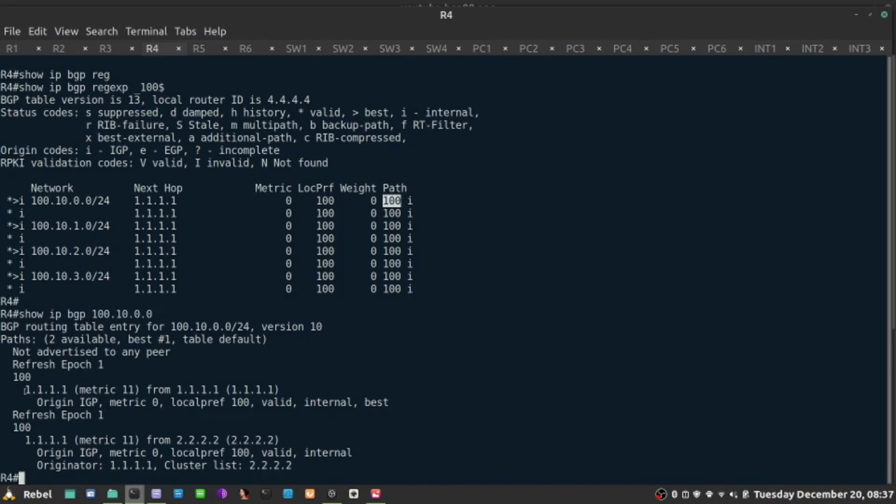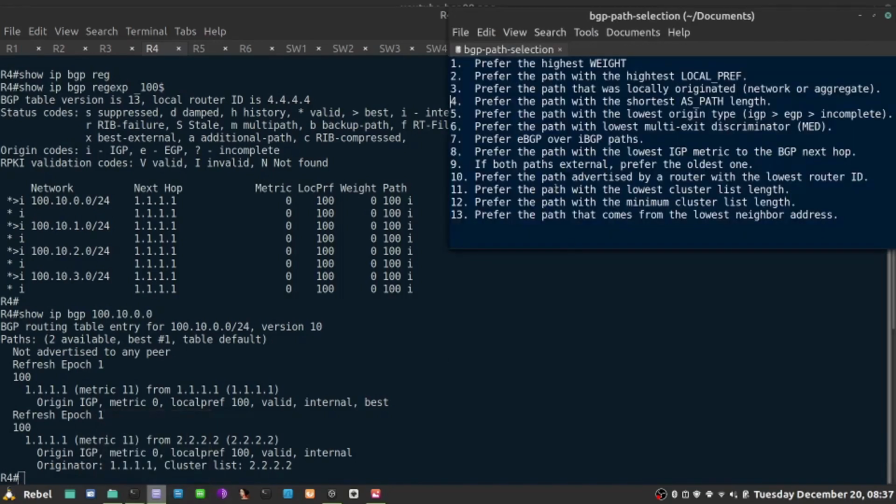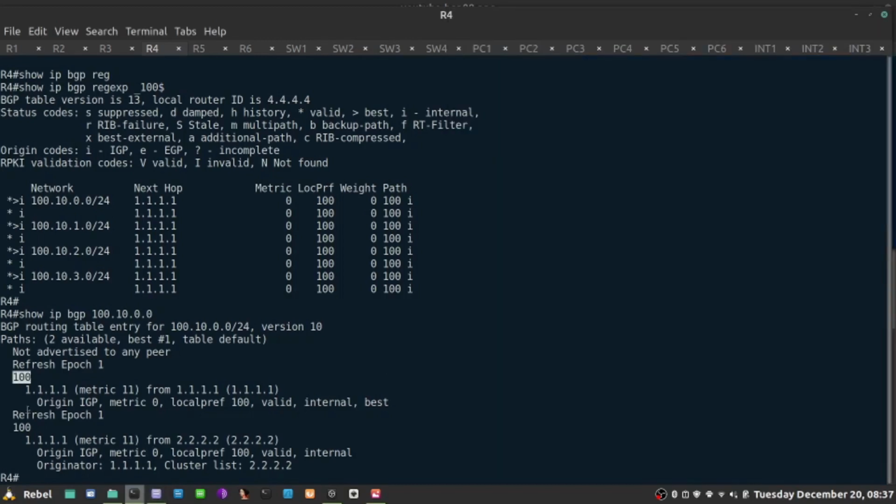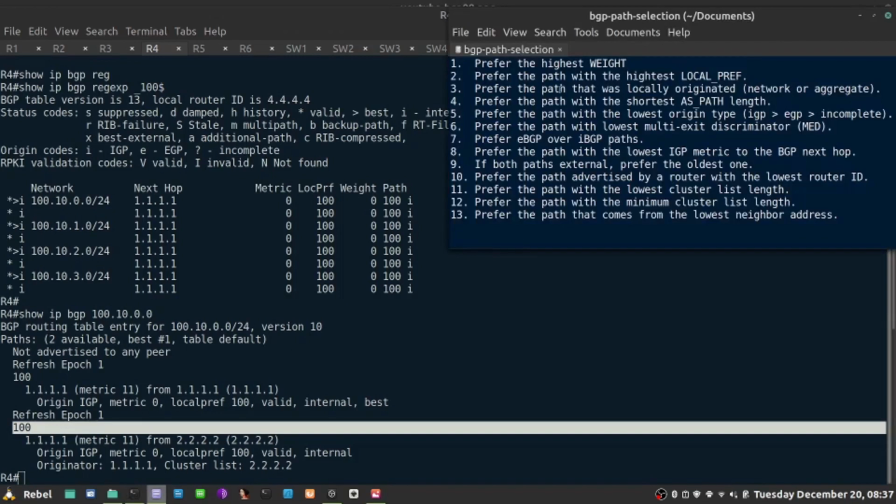So we see that the first one that is considered the best here comes from internal. Internal means IBGP, right? And this is the next hop address. This is the peer we received it from, and this is the peer ID. And once we see that, let's just go back here to my little cheat sheet. So weight is the same. The local preference is the same. It's not originated by the router itself. The ASPath length is 100 and 100. It's the same. So the router prefers the lowest origin type, IGP.